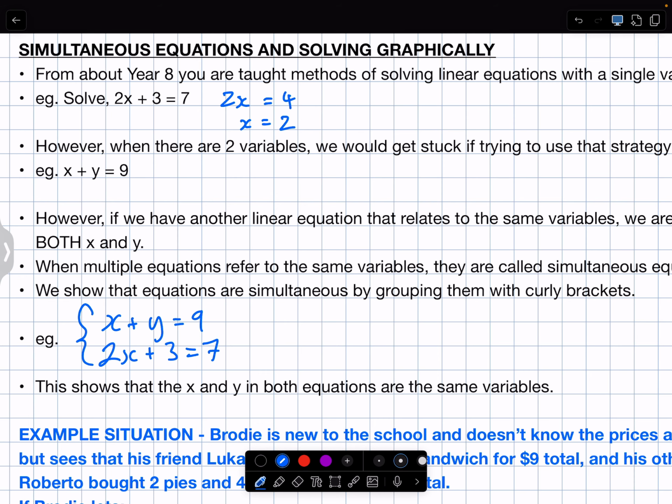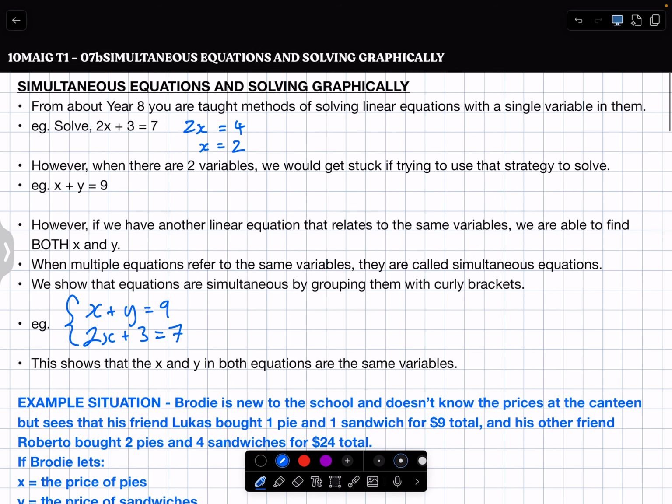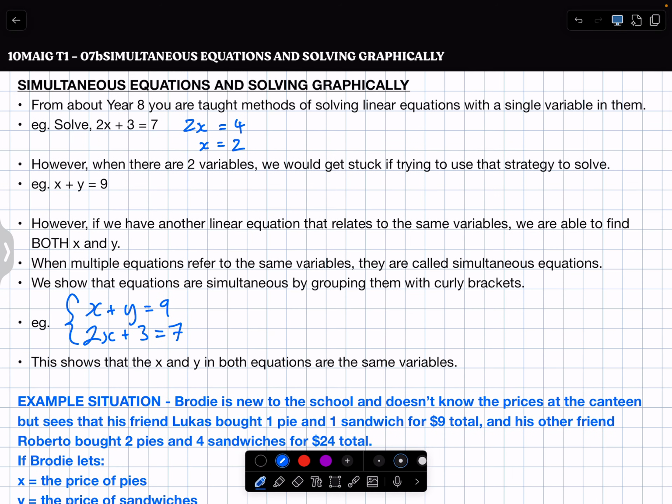But you're not going to be able to do this. When there's two variables, if you tried that same strategy, you're not going to be able to solve it. If I've got x plus y is equal to 9, if I wanted to get rid of the y, what would I do? What's the opposite of adding y to something? Taking y. So then if I did that, I'd be 9 take y, and I would be no closer to the answer. Why? I have two things that I don't know.